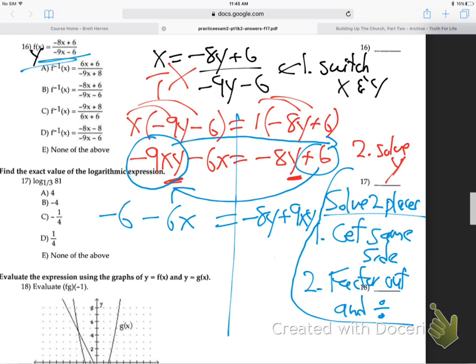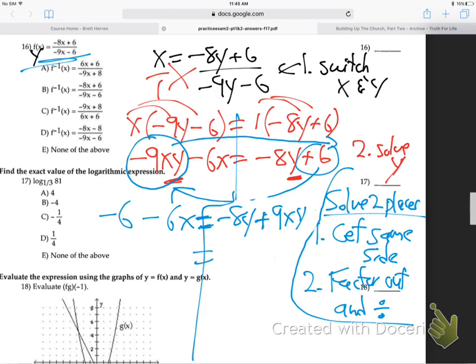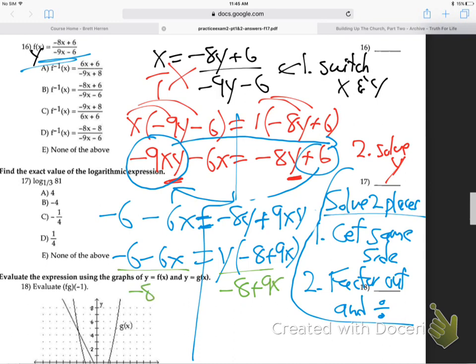Is that okay to there? Can you read all that? Let me move this over a little bit. Okay, and then factor out the y. Like that. I factored out the y, and now I'm in position to get it alone. Divide by minus 8 plus 9x, divide by minus 8 plus 9x. Boom. Y is alone. That's the inverse function. Now, everybody good to there?